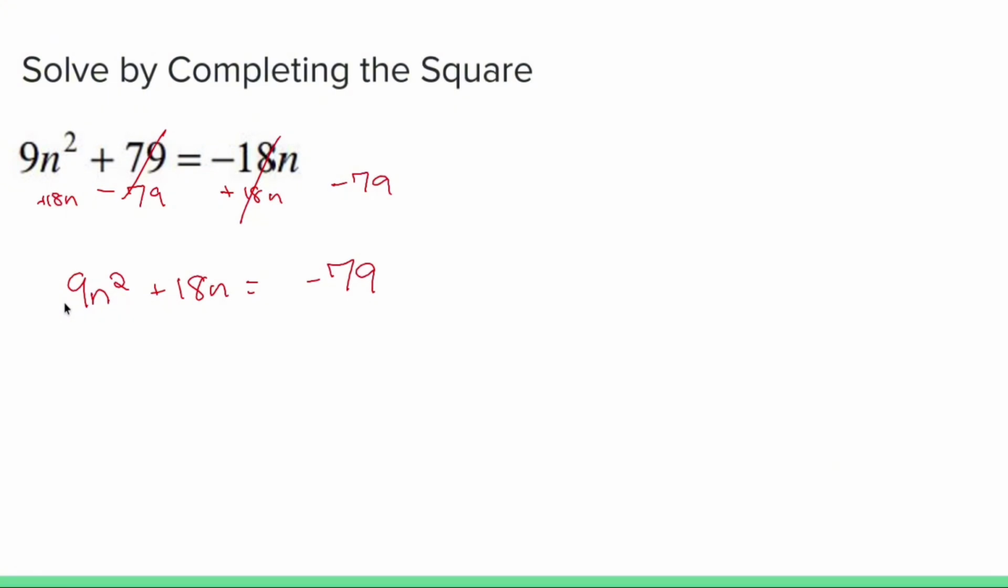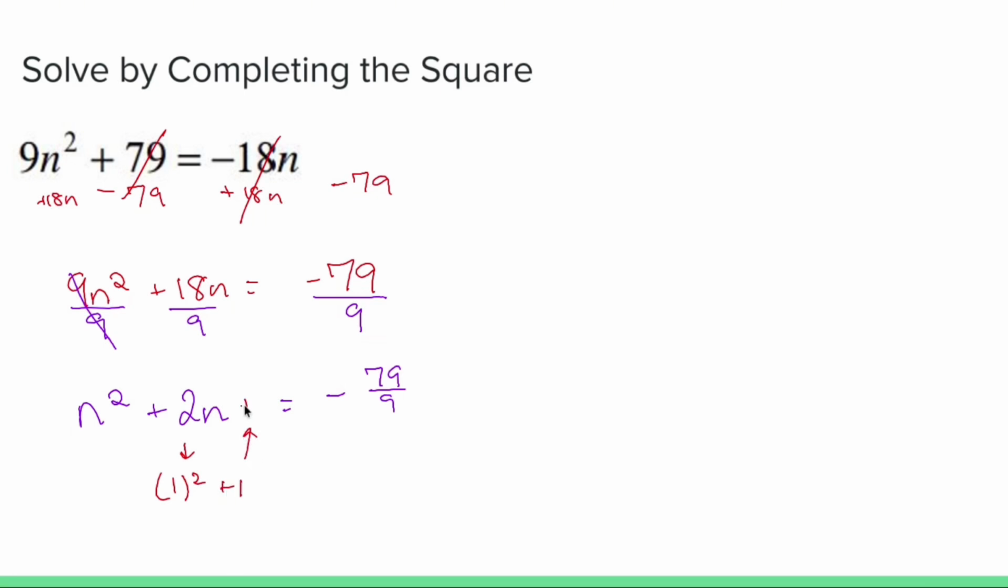This is not going to be pleasant at all, because the next step is to make sure I have nothing in front of n squared. So in order to get rid of the number in front of n squared, I divide everything by 9. Everything by 9. You cross out, become n squared. You become 2n, which makes life easy, but you are negative 79 over 9. Gross. Now the next step in completing the square is you take half of the number in front of n, which is 1, you square that, which is 1, and add that to both sides.